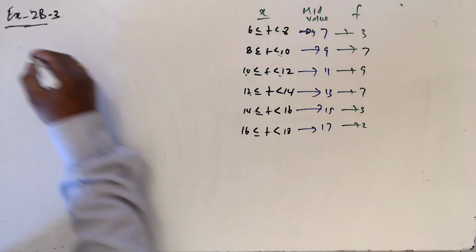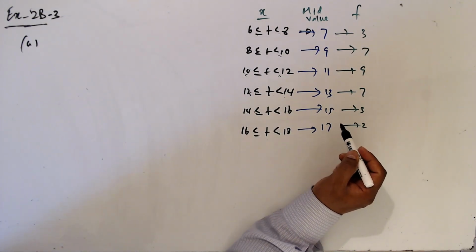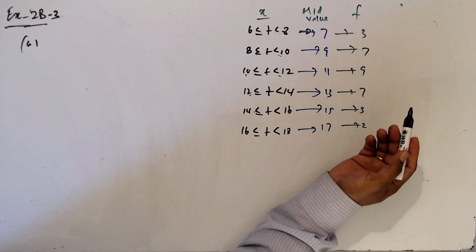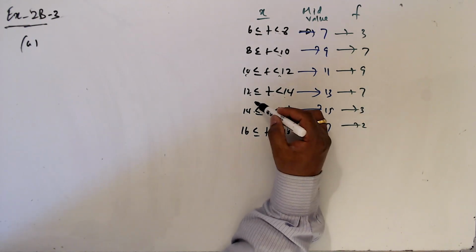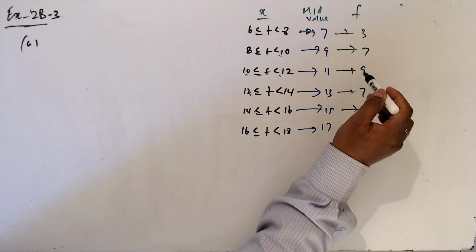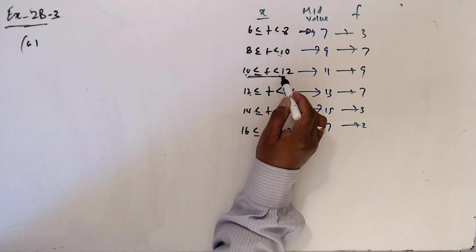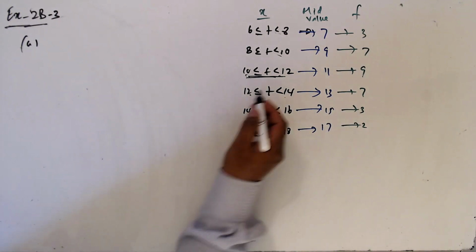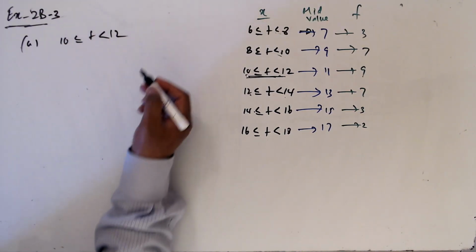Yes, modal class. The first question is modal class. Modal class is the most common class. Mode is the most common value, but now there is no value, instead we have the class. The most common class is, so how many times? 9 times, this class has 9 data values in it. So this is the 10 to 12. The modal class is 10 to 12.